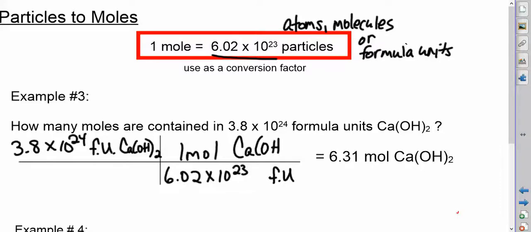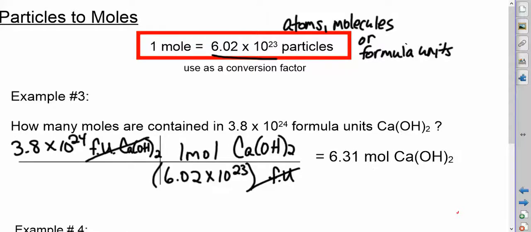Formula units cancel, and so this shows us that we are going to multiply by 1 and then divide by 6.02 times 10 to the 23rd. Now be careful here. When you punch this into your calculator, if you use times 10 and the caret button, then you have to put this whole thing in parentheses. If you don't, your answer will not come out right. Go ahead and try it on your calculator right now.